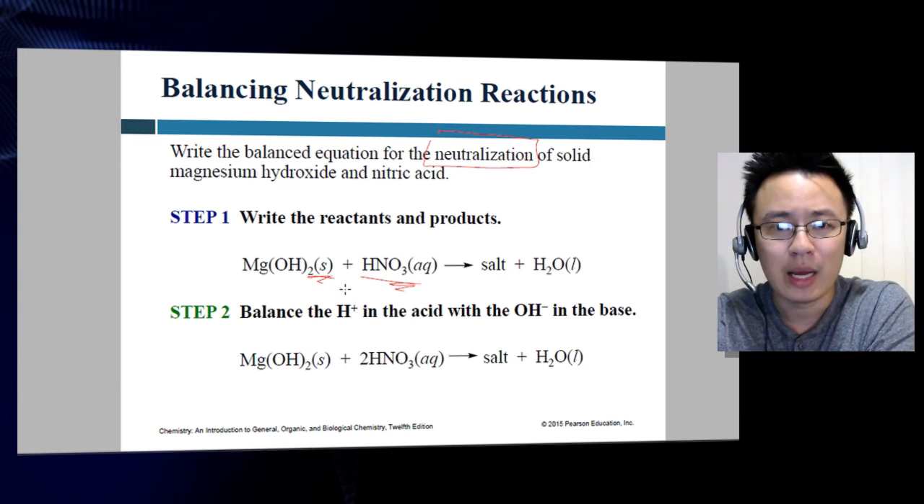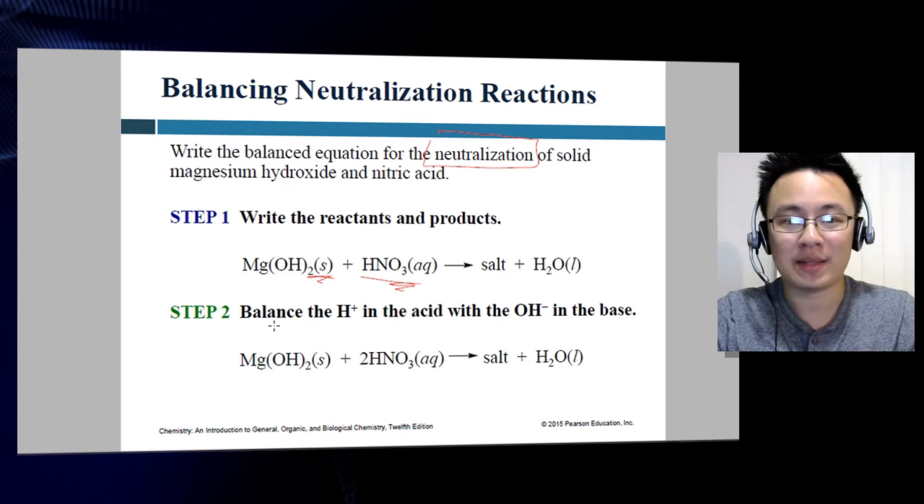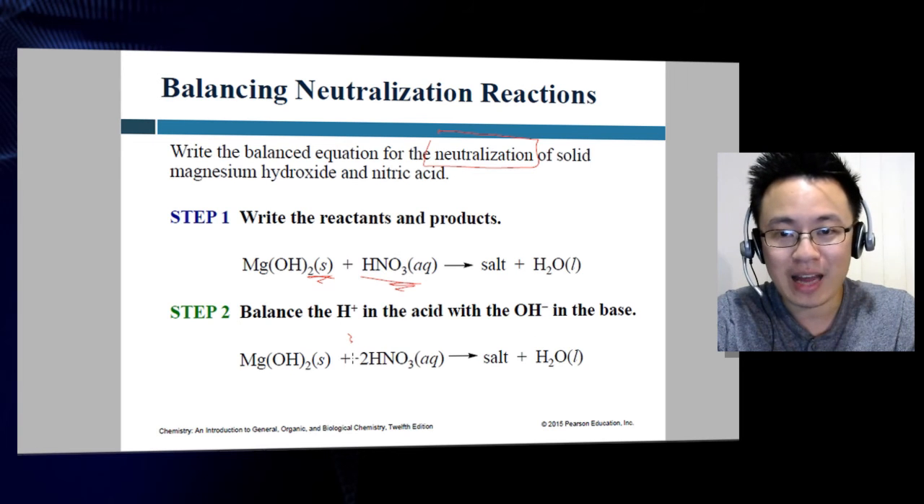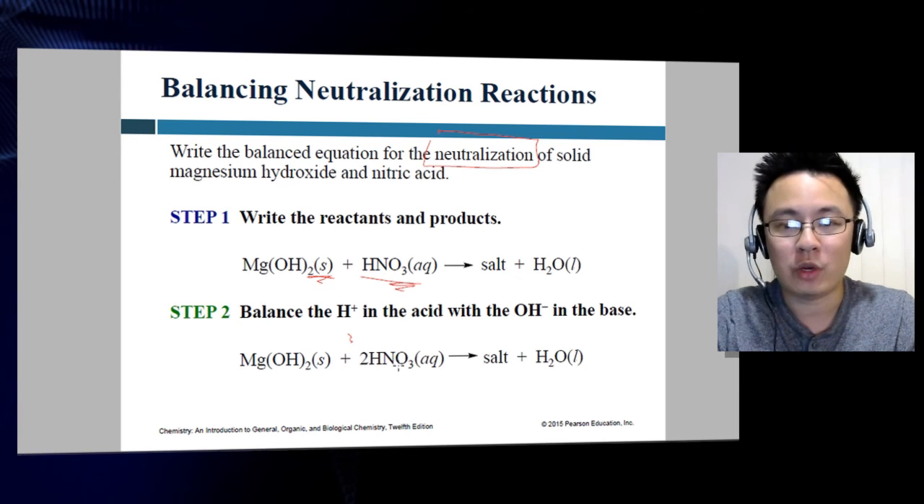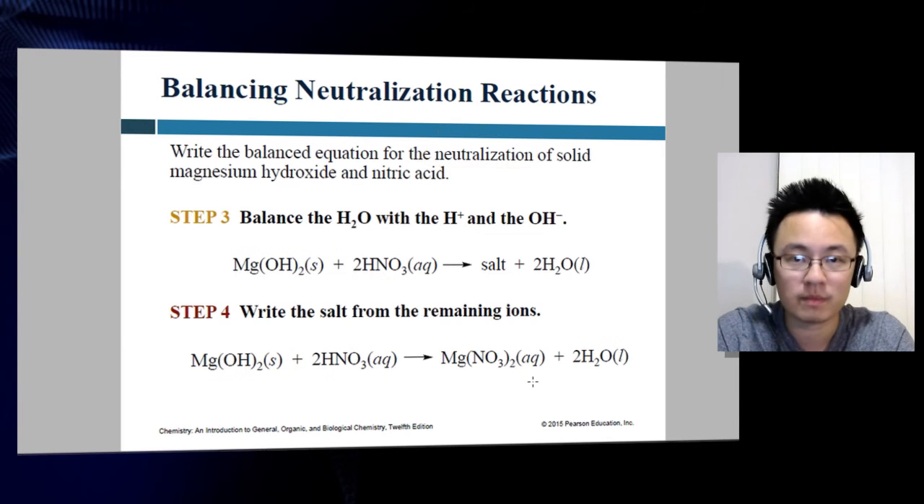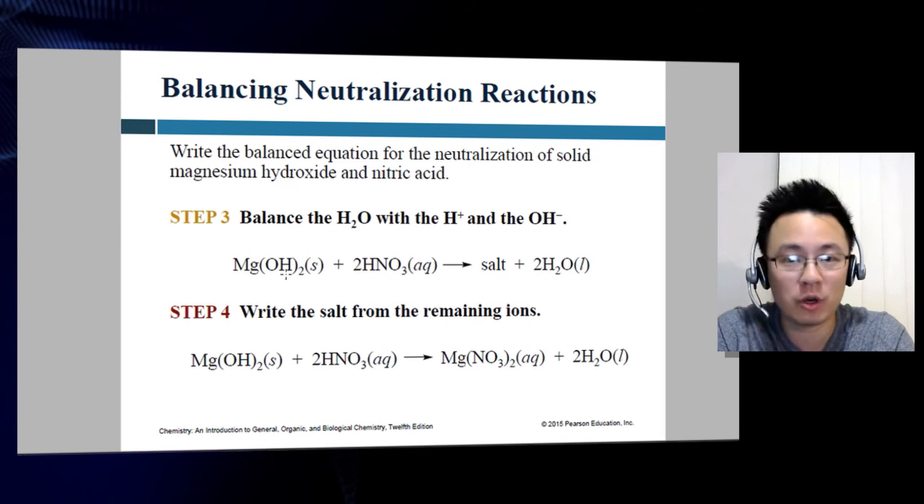If we were to go ahead and balance, the first step is to write the reactants and products. Always write out the equation. And the second is to balance it. So we can balance that hydrogen ion in the acid with the hydroxide ion there in the base. As you can see, we can add 2 HNO3 in order to balance out that H2 right over here. And next, balance the water. Now that the hydrogen is balanced, see we have the 2 here, we can balance with 2 H2O.